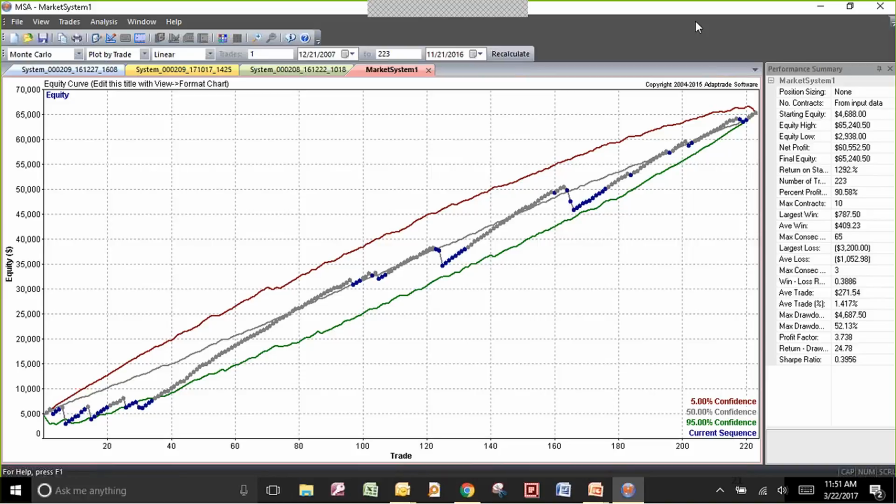Okay, there was another question from David. He asked, what risk management techniques do you use besides position sizing, I guess, in anti-martingale?